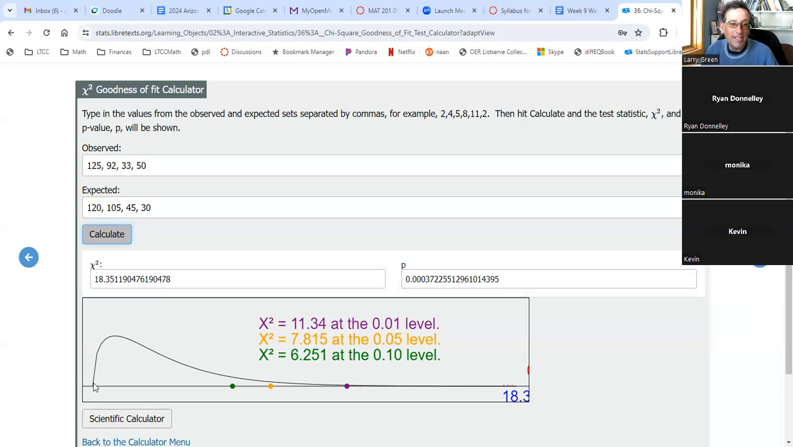And here's the picture, by the way. There's your chi-square distribution with that many degrees of freedom. And it actually shows you the different levels of significance. And the p-value is very, very far to the right, way over here. So that means probable isn't the word we use. What word do we use when the p-value is really low? What two words specifically? Not probable.